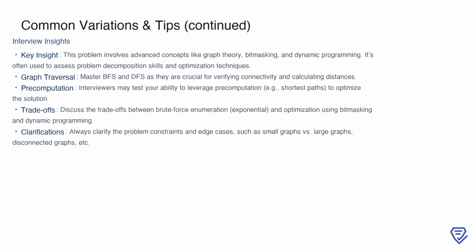This problem is often used in interviews to evaluate a candidate's grasp of advanced concepts such as graph theory, bit masking, and dynamic programming. It's important to demonstrate your ability to break the problem into smaller components and optimize effectively. Mastery of graph traversal methods like BFS and DFS is critical, as these are used both for verifying connectivity and calculating distances. Interviewers also value pre-computation strategies, such as preparing shortest path data in advance, to optimize the solution. Be ready to discuss trade-offs between brute force enumeration and more efficient approaches like bit masking or dynamic programming.